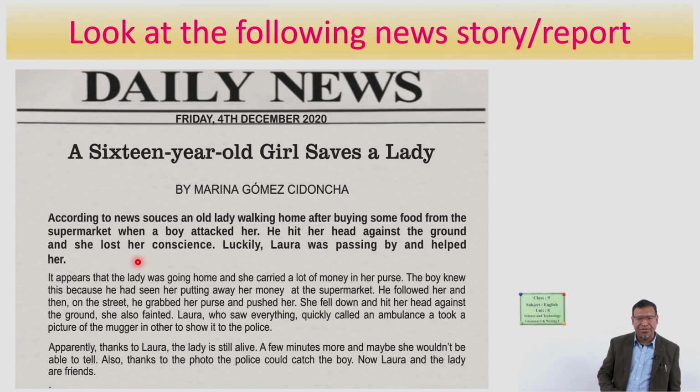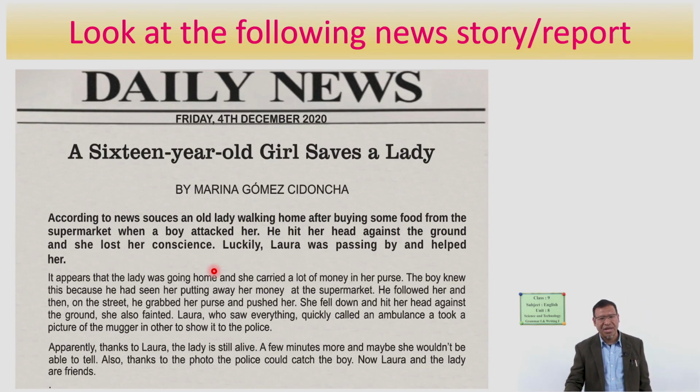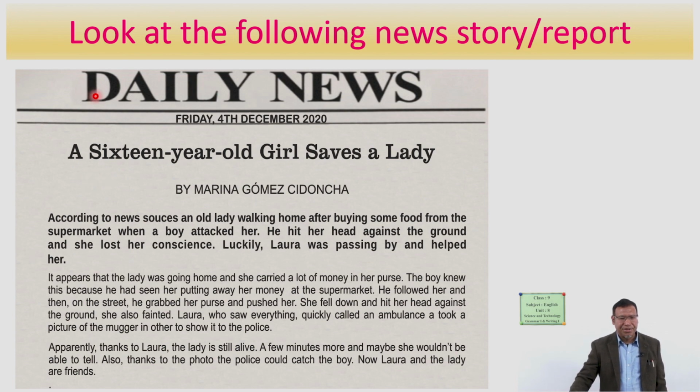So now look at the following news story. Here is one sample of a news story, a news report. This is the name of the newspaper. Now the first one: a 16-year-old girl saves a lady, by Maria Gomez Sidoncha. When you look at this, we have to learn two things: one is the structure, another is the language used in the news story.